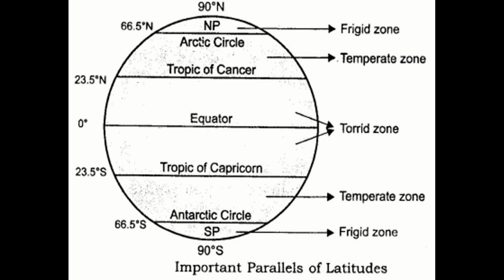They are at 0 degree we have the equator, 23.5 degree north we have the Tropic of Cancer, 23.5 degrees south we have the Tropic of Capricorn, 66.5 degree north we have the Arctic Circle, 66.5 degrees south we have the Antarctic Circle, 90 degree north we have the North Pole, and 90 degrees south we have the South Pole. These are the main latitudes which you need to learn, which you need to remember, not all.